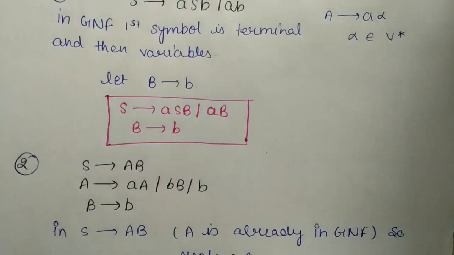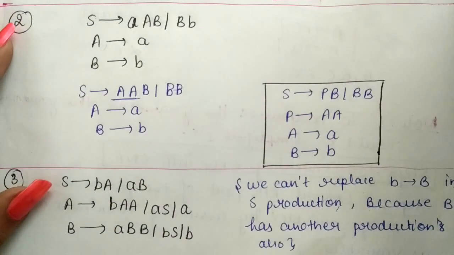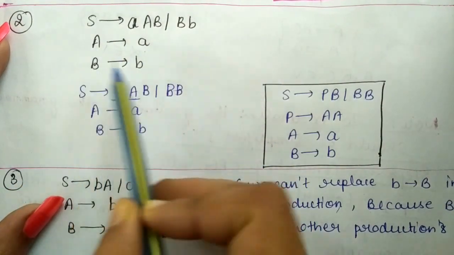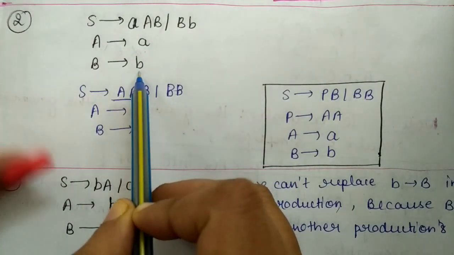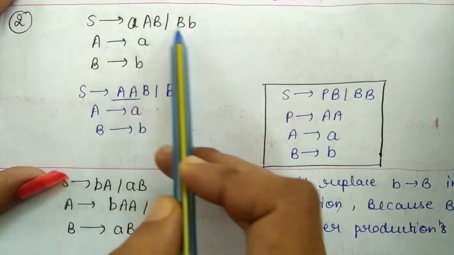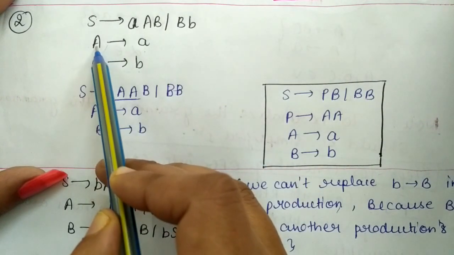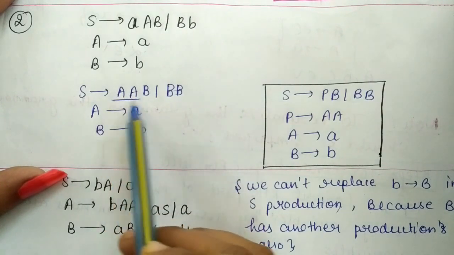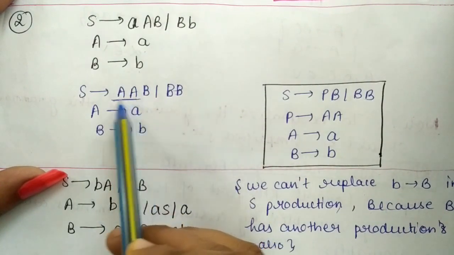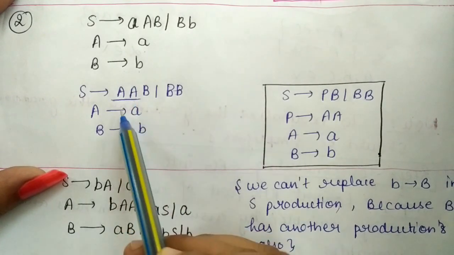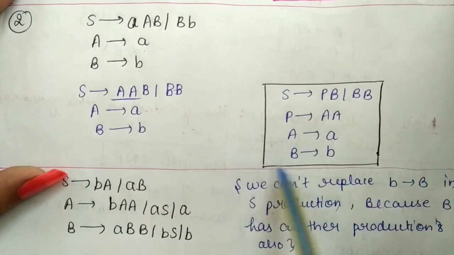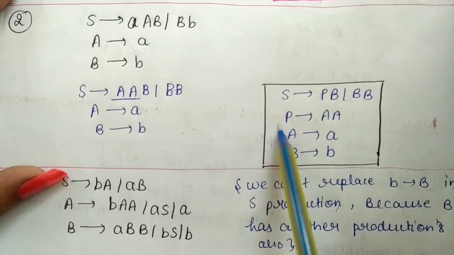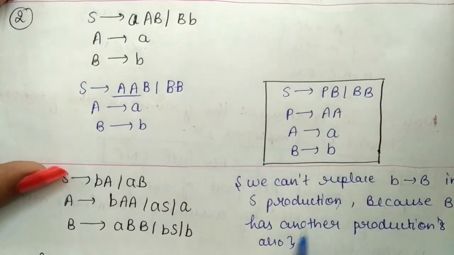Now in the next question, A tends to a and B tends to b. Wherever you get a and b, you can simply write variable A for this and variable B for this. If I write like this, I am getting three variables here, so I can assume it as a new variable such as P, and then I can write the whole grammar with P and B. I am assuming this P, and the value of P is AS, so this is in the CNF.